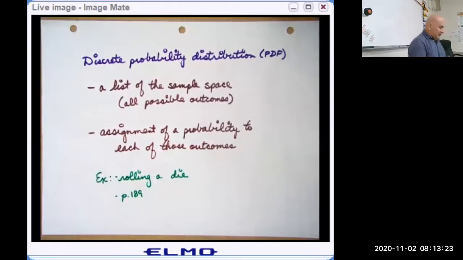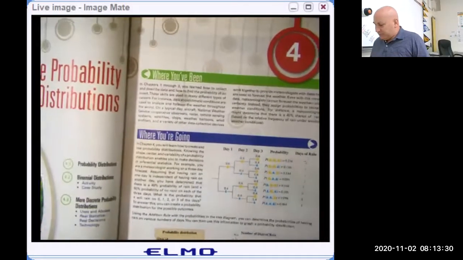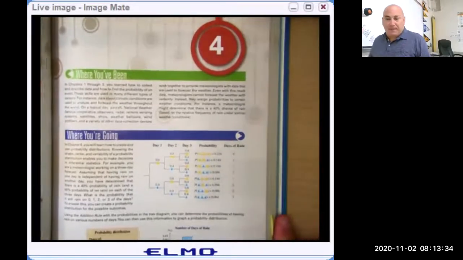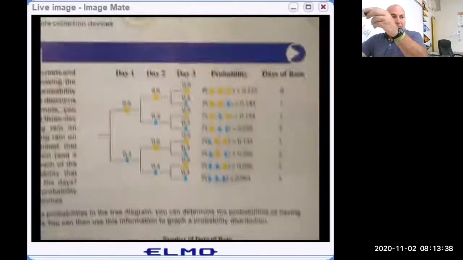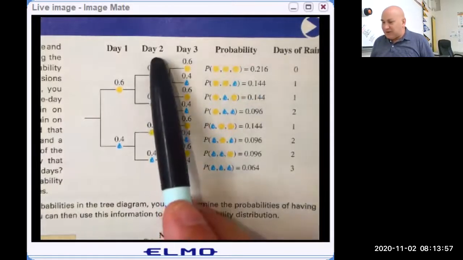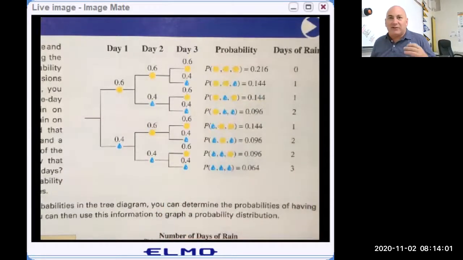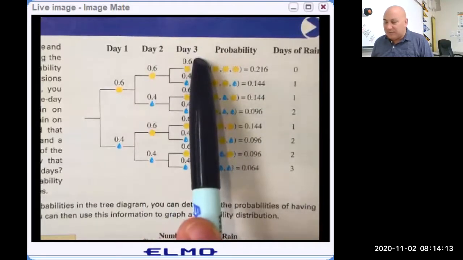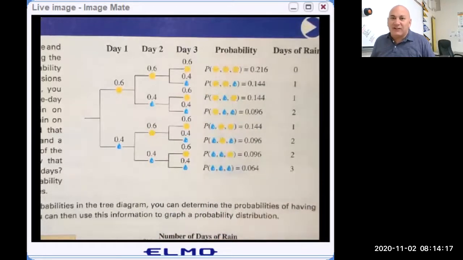And my note says to take a look at page 189. So we look at page 189 here, and we see that over the next 3 days, there's a 60% chance of sun each day and a 40% chance of rain each day. And if we assume that these days are independent, which they're obviously not, because if you have rain on day 2, that makes it more likely that you'd have rain on day 3, because there's been rain in the air. Whereas if it's been sunny and bright with no rain, unless something blows in, there's not going to be any rain on this day either. But hey, let's pretend that the days are independent.